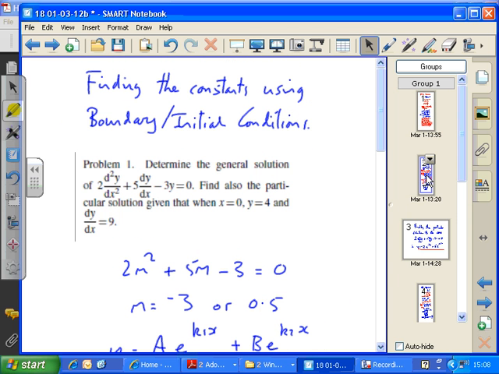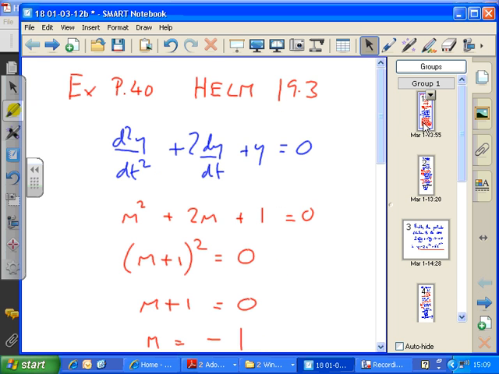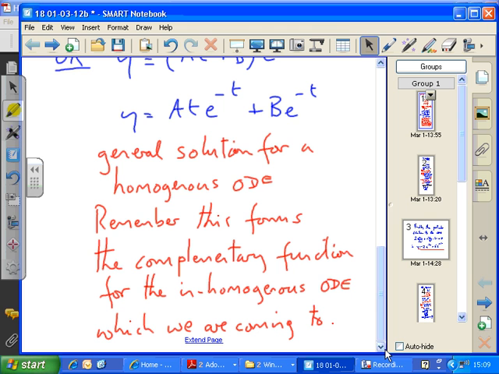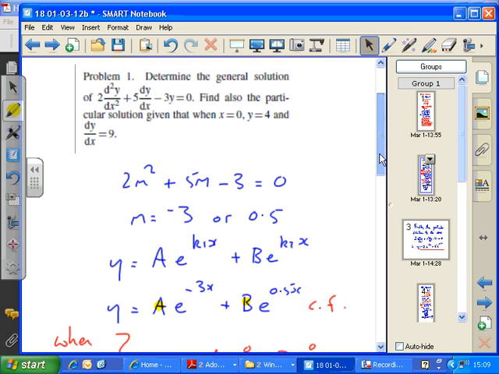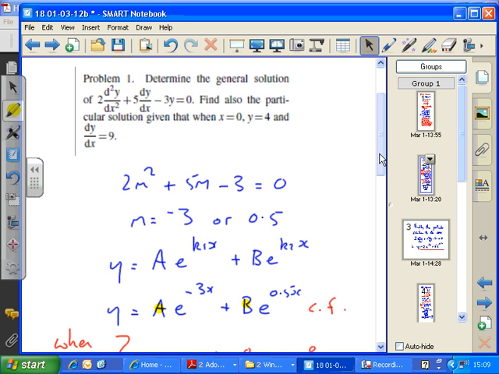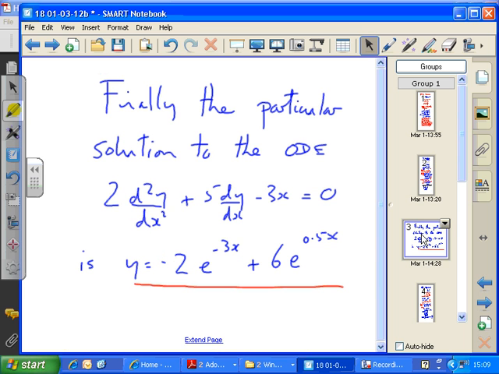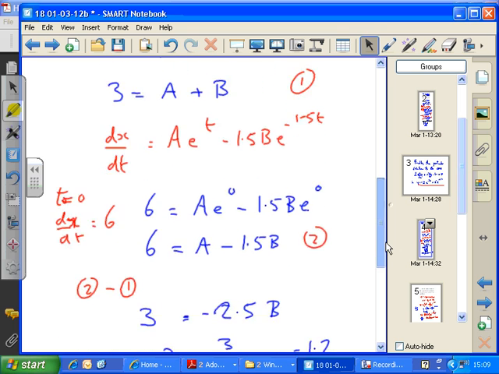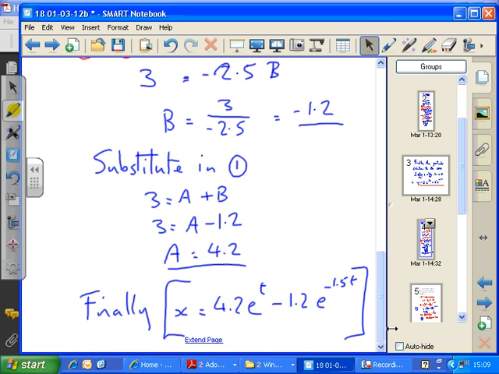Then we need to think about putting some boundary conditions in. Because we end up with two constants in the general solution, for example a e to the minus t plus b e to the minus t, we need two situations to find them. Here they are: when x equals 0, y equals 4, and when x equals 0, the differential equals 9. Two sets of conditions so we can find the two constants. We've looked at some examples where it often involves finding two simultaneous equations and then solving to find the values of a and b.